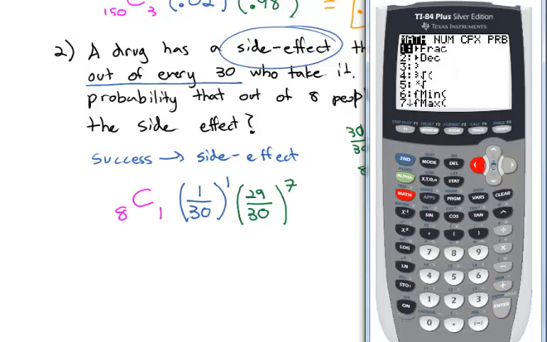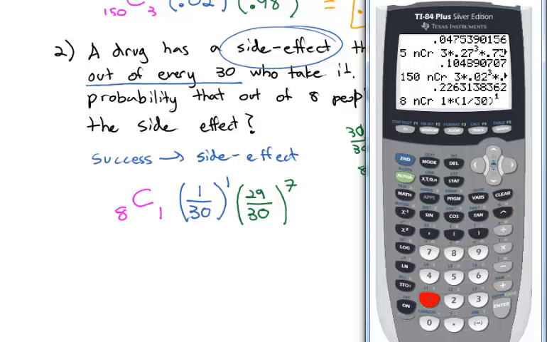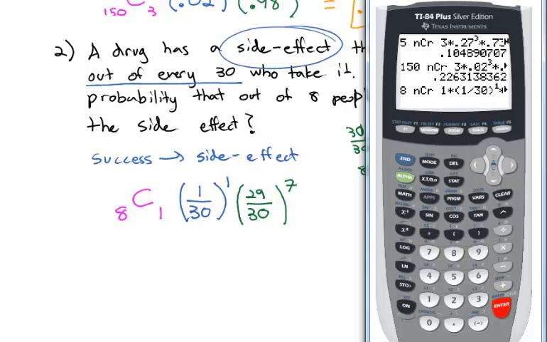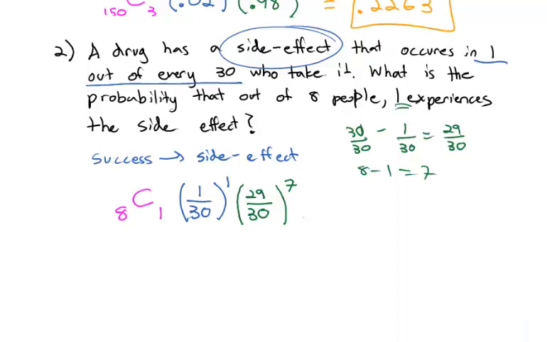8, math, down to choose 1, times, with fractions we're going to have to put them in parentheses for our calculator, 1 out of 30, raised to the first power, times, putting the other fraction in parentheses also, 29 out of 30, raised to the 7th power. We've got a 0.2103. 0.2103 is the probability that 1 out of the next 8 people who take this drug are going to experience the negative side effects.